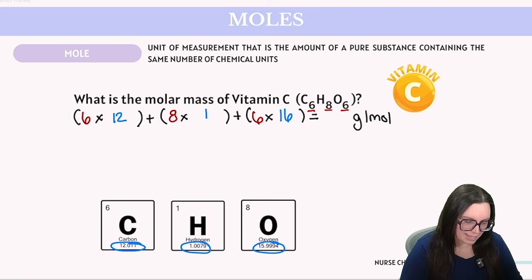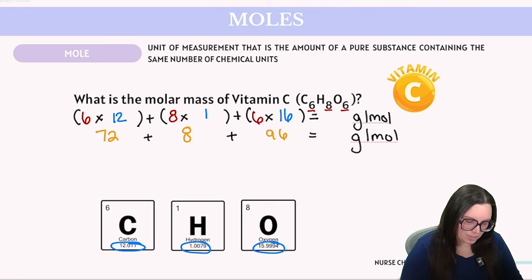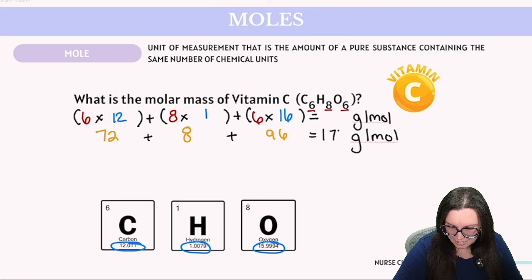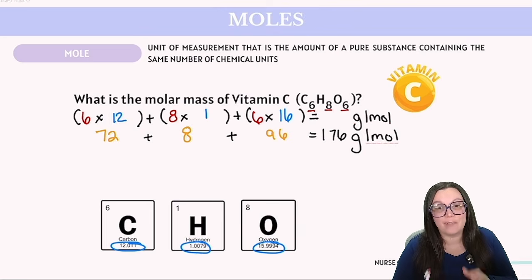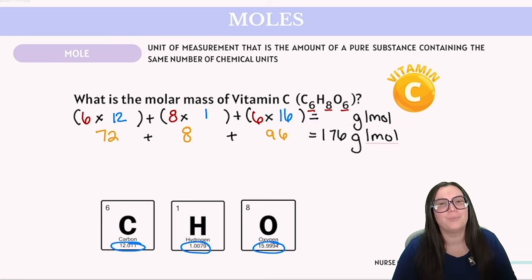So we know that 6 times 12 is going to give us 72, 8 times 1 is going to give us 8, and 6 times 16 is going to give us 96. And the very last thing we want to do is add all of these numbers together. So 72 plus 8 is going to give me 80, plus 96 is going to give me a total of 176. This means that for vitamin C, our molar mass is going to be 176 grams per mole.